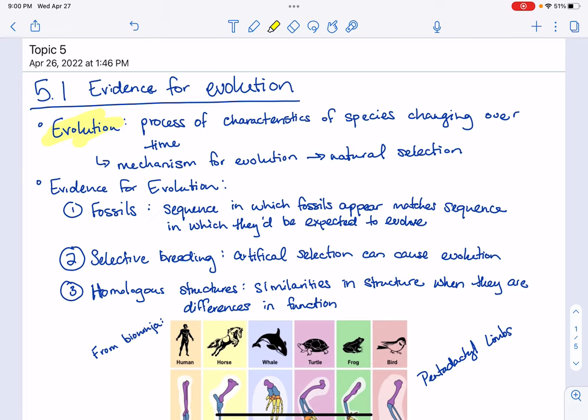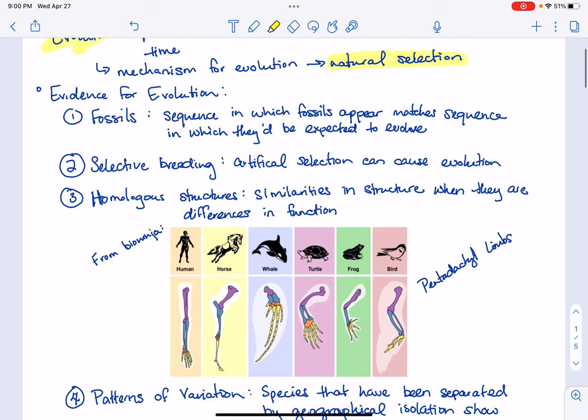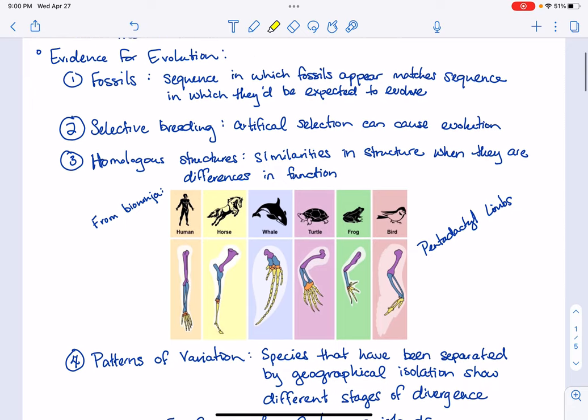And the mechanism for evolution, how populations evolve, is through natural selection, which we'll talk about in a second with 5.2. But before we go on to 5.2, 5.1 talks about evidence for evolution. So there are four pieces of evidence for evolution. The first one being fossils.